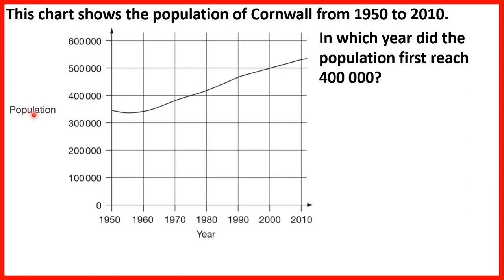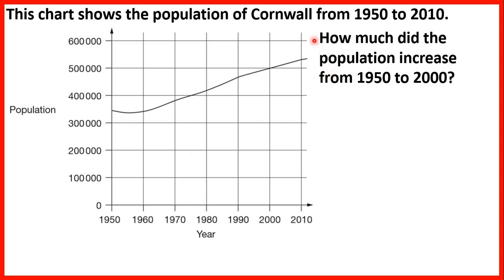So we have population here, and if we find 400,000, what we can do is draw a horizontal line across from that to where it meets the line of our line chart. Then we can draw a line straight down, because we have the year down here. Now we can see that it's right in the middle of 1970 and 1980. So the year must be 1975. You'd also get the mark for 1974 or 1976.